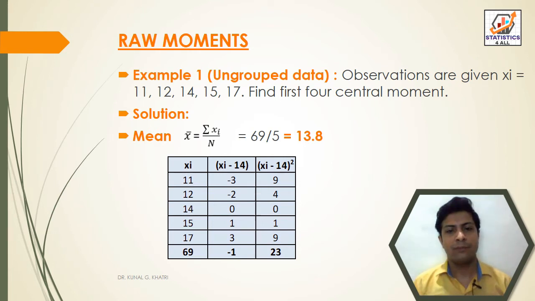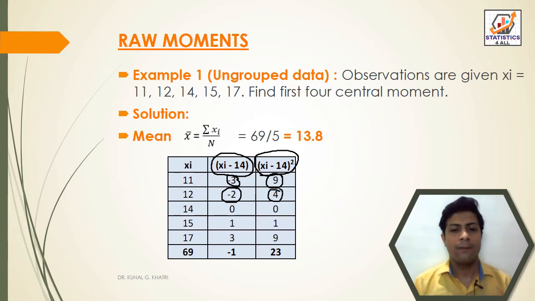Now after finding the first raw moment, we find the second raw moment. For that we have to first find xi minus 14 whole square. So for that, xi minus 14 into xi minus 14: minus 3 square is equal to 9. Minus 2 square is equal to 4. 0 square is equal to 0. 1 square is equal to 1. 3 square is equal to 9.